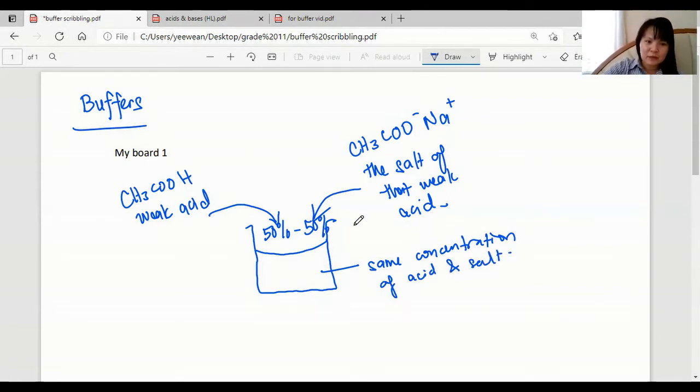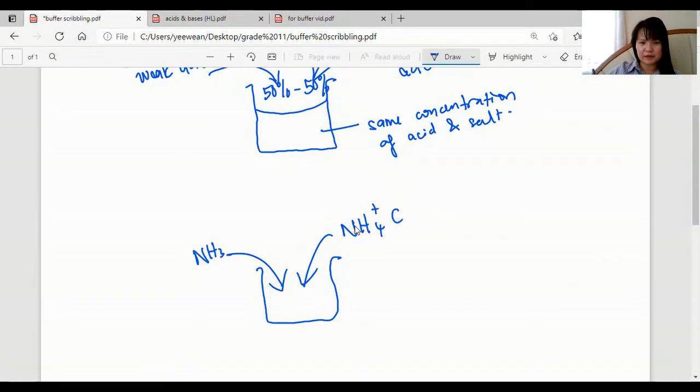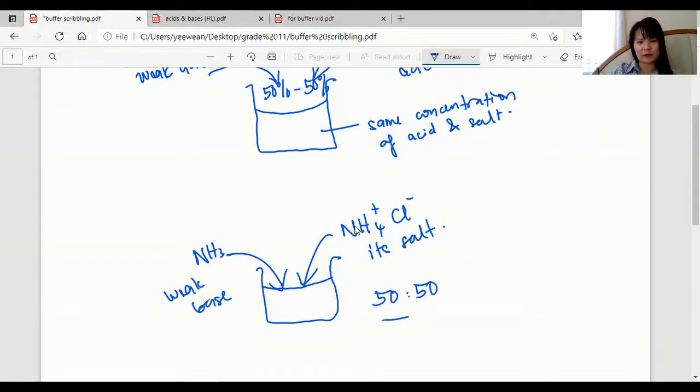And besides a weak acid, we can also do the same for a weak base. So NH3 and NH4+ Cl-. So weak base and its salt. Same thing here, the ratio should be 50-50, and that would make the best buffer. It doesn't have to be exactly 50-50. We can still make a buffer, but the best buffer would be the one that is 50-50.